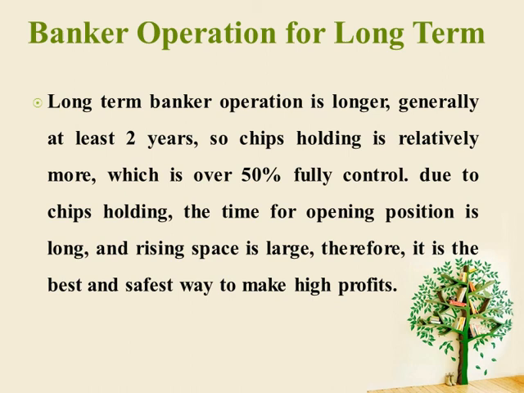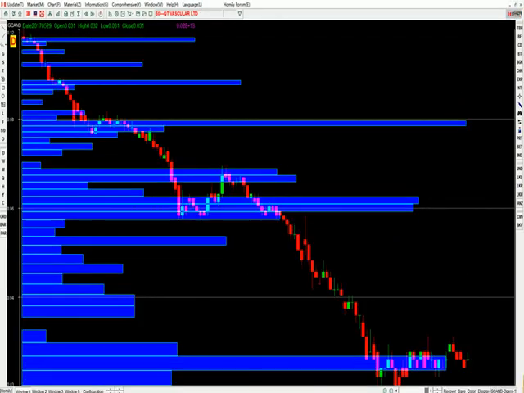for long-term banker operation. Long-term bankers usually operate for at least 2 years. So we can see the banker money is fully controlled because the red column of multicolor dragon is over 50. And we can see the rising space is large. So it is the best and safest way to make high profit. So you can use chip distribution to judge the target price, the rising space.